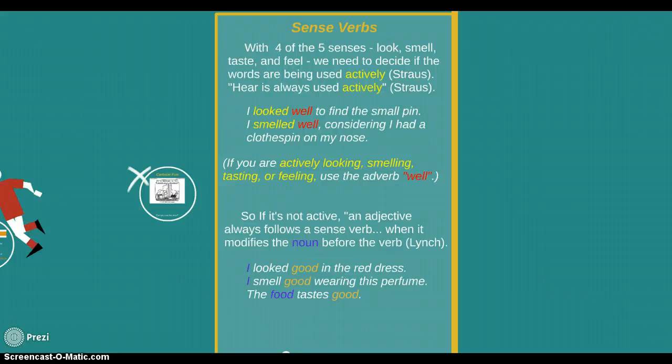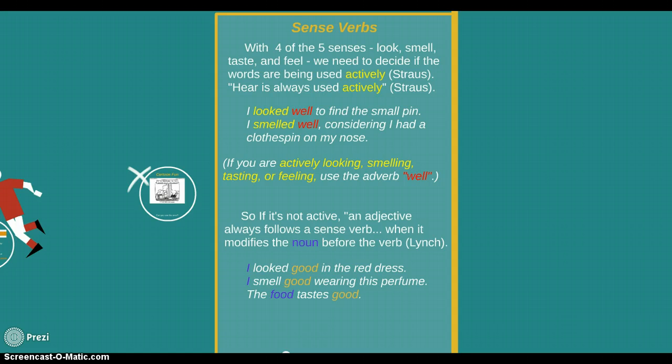Then we have I smell good wearing this perfume. So again, we want to ask ourselves, am I actively smelling? And the answer is no. I'm not actively smelling. So I want to use the adjective good because it's modifying the noun I that comes before our verb smell. In our last sentence, we have the food tastes good.